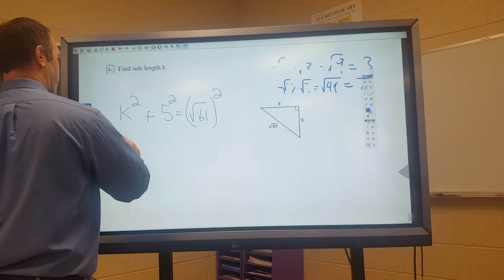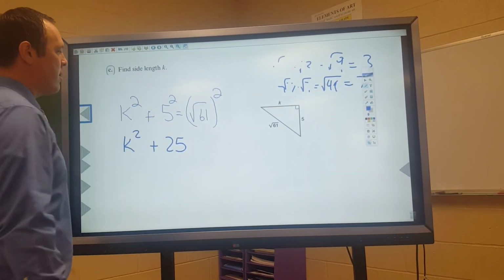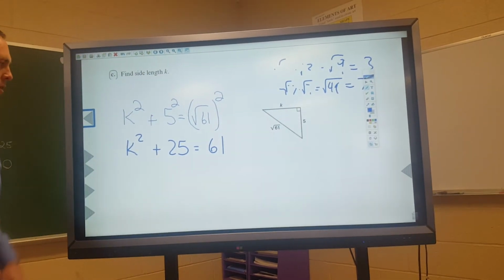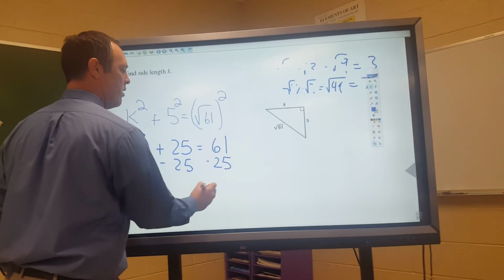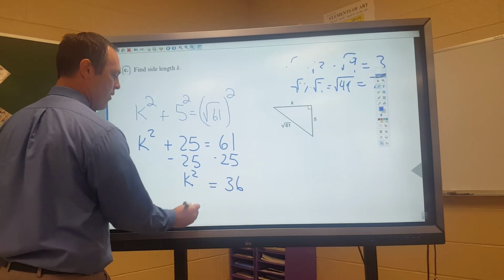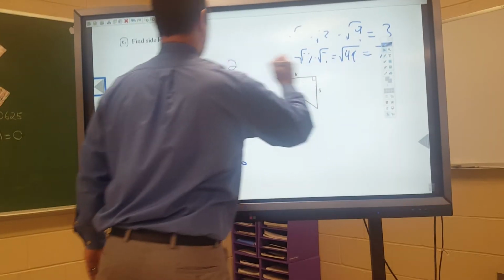So we would do this like we were doing: k squared plus 25 equals 61. We do the same thing, inverse operation. Subtract 25 from both sides. 36 is equal to k squared, so take the square root of that, k is equal to 6. All right, very good.